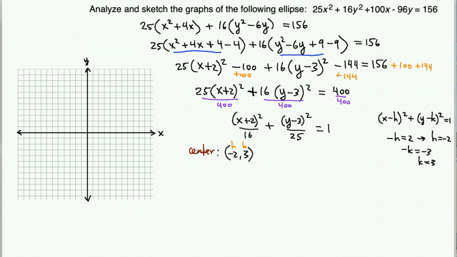So let's put that center down as a reference point. So -2, 3. So -2 from the origin and then 3 up, right? So this is the center.